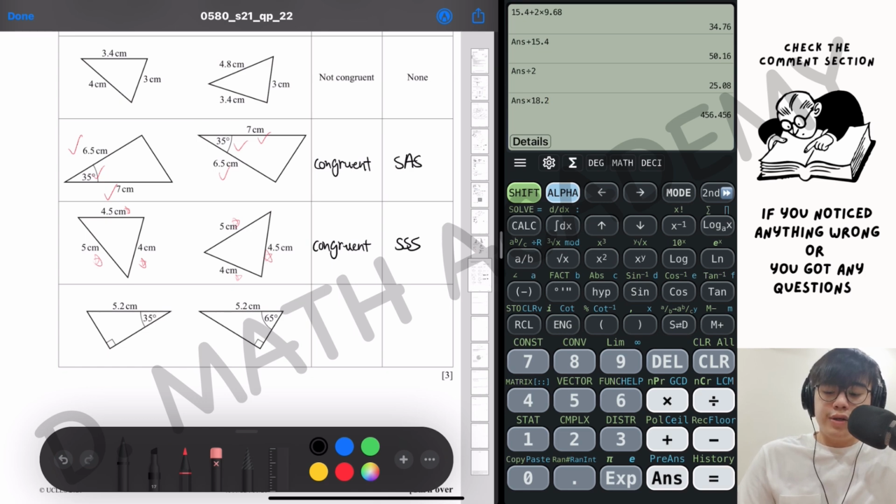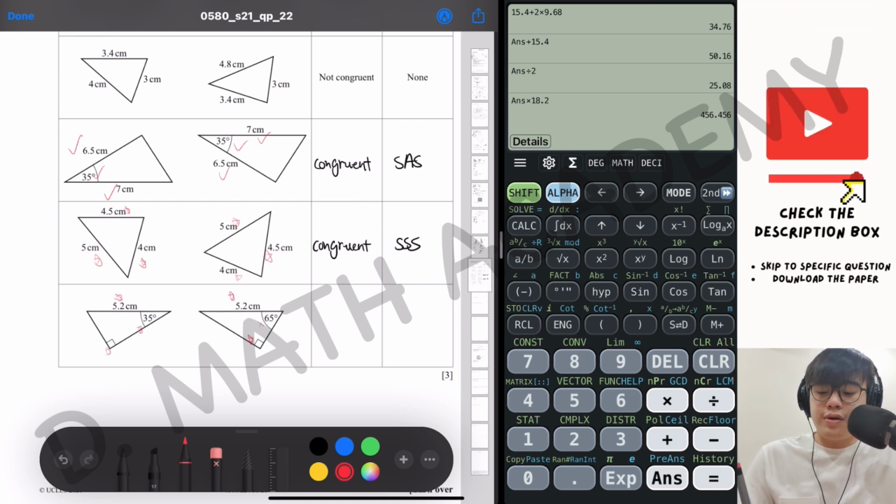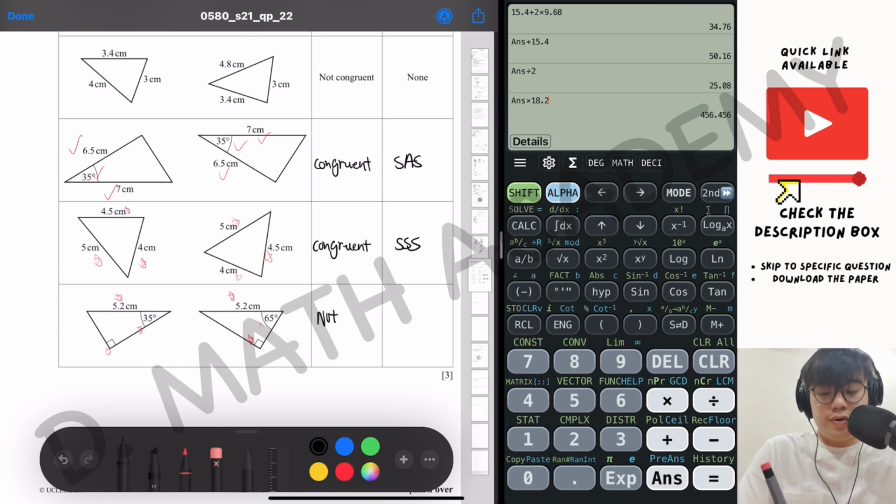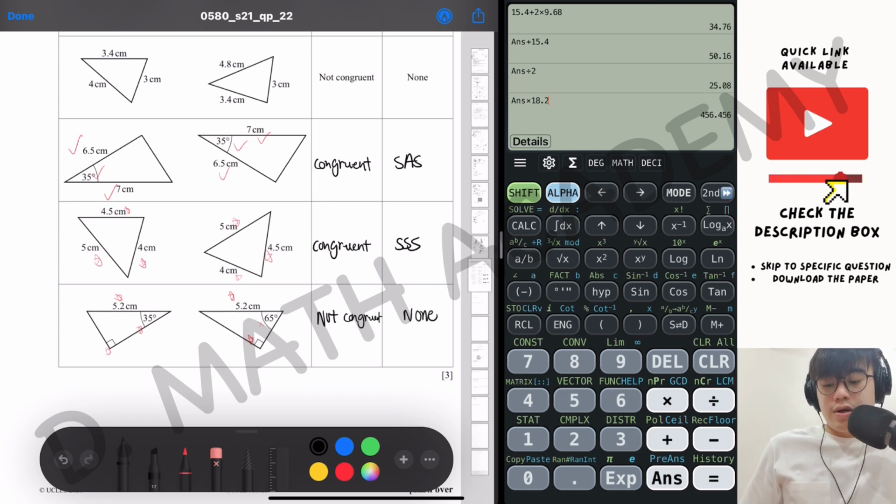The last one here, although the shape is correct, they gave you angles and sides correct, but this is different. So this is not considered as congruent. Okay, and they gave you none here. So that's how you solve these 3 questions.